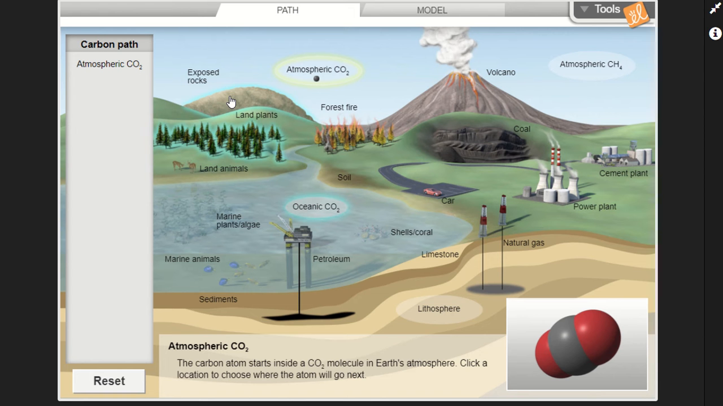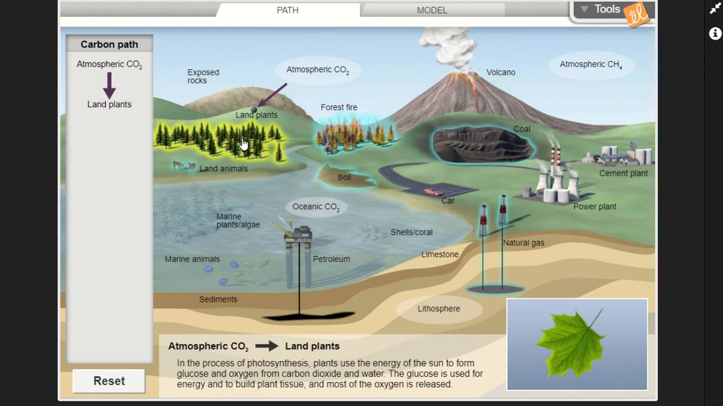Number 2 says click on land plants, so we're going to click on land plants. It says read the description, which I read to you. It says down here, I'll read it again. In the process of photosynthesis, plants use the energy of the sun to form glucose and oxygen from carbon. The glucose is used for energy to build plant tissue, and most of the oxygen is released. So what was this big word right there? That's the answer, right? The plants do photosynthesis.